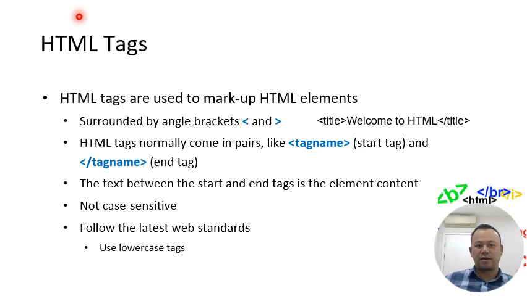Tags are enclosed in angle brackets. This is an angle bracket here, and tags usually come in pairs, an opening tag and a closing tag, or we can call them by different names like start tag and end tag. We can see an example like tag name, and we have the end tag. This is a slash, we call it slash tag name. And the text between the start tag and the end tag is the element content. For example, we have welcome to HTML like this.